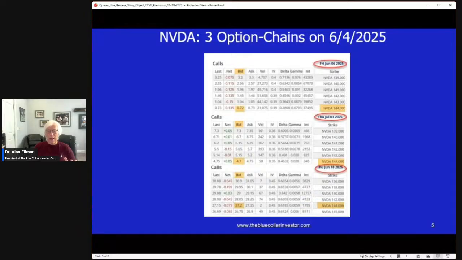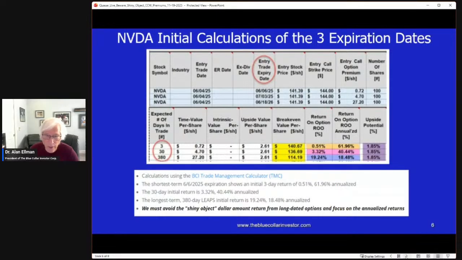But what are the annualized returns? And that is what's going to separate these and hopefully show the members of the Quasar community why we must not focus on the shiny object and look to what's really important, and that's the annualized returns. So we took all this information from the option chains that you see here, and in the next slide, we're going to feed that into the trade management calculator.